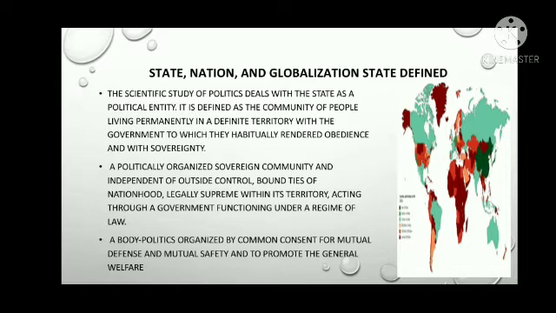State, nation, and globalization defined. The scientific study of politics deals with the state as a political entity. It is defined as a community of people living permanently in a definite territory, a politically organized sovereign community independent of outside control, and a body of politics organized by common consent for mutual defense and mutual safety and to promote general welfare. In addition to this, political entities are systems of governing authority. A state is a region ruled by one particular government.